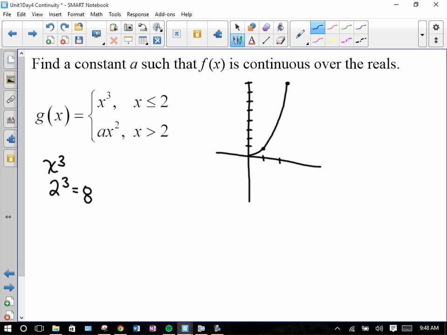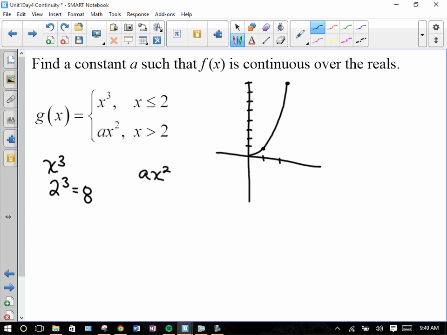So we need to figure out what A is, to make sure that this part right here is continuous up here. So ax squared at x equals 2 needs to equal 8. The only way this is going to be continuous is if there's not a jump discontinuity there. So this ax squared has to equal 8. I need to solve, right? I know ax squared has to equal, well, actually, I know even more.